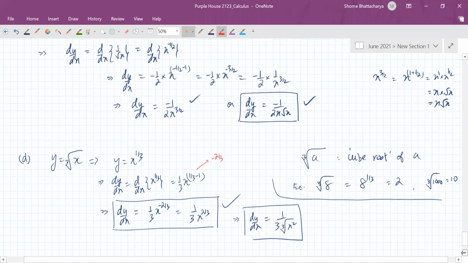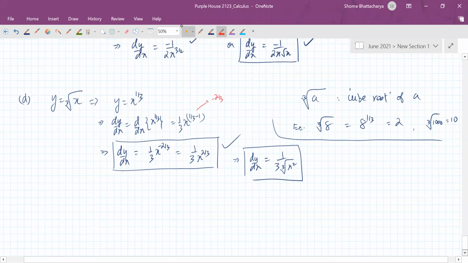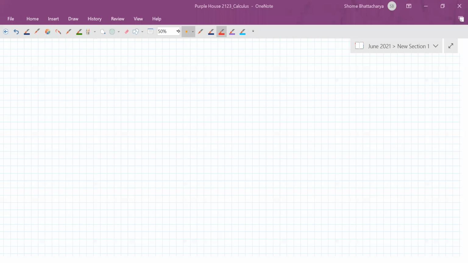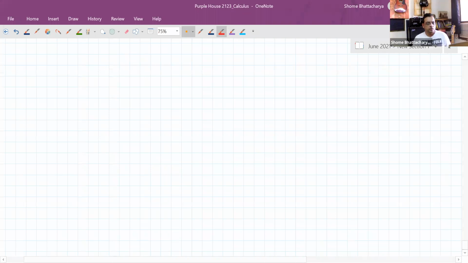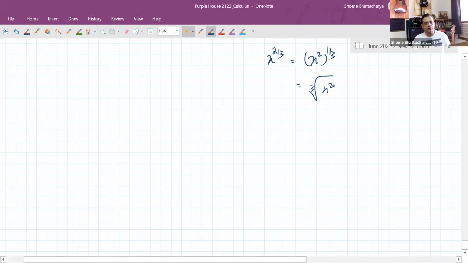Okay, so hope these 4 examples are clear to all of you. We've almost come. Sir, how did you get the final answer? That one? Okay, I'll explain. So see, we had x to the power 2 by 3 in the denominator, right? So this can be written as x square to the power 1 by 3. So that can be written as cubic root of x square.